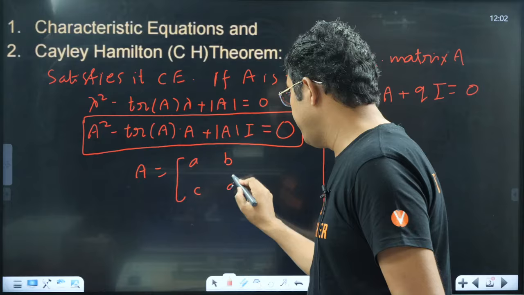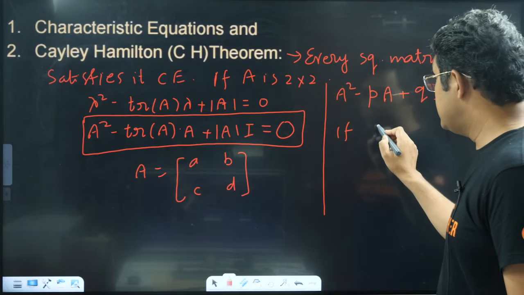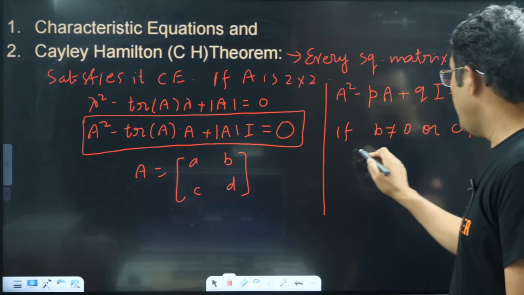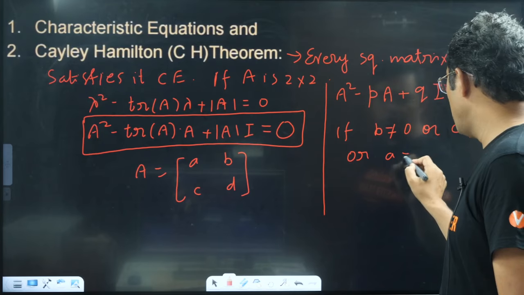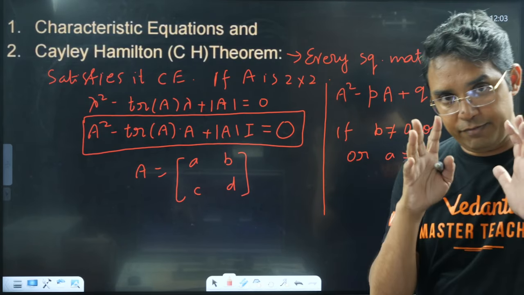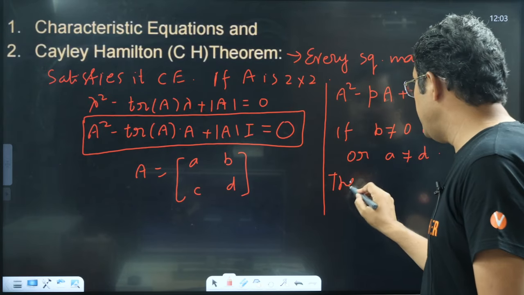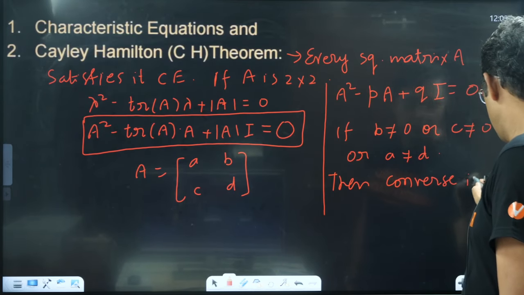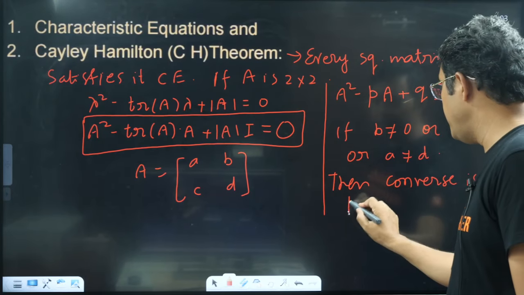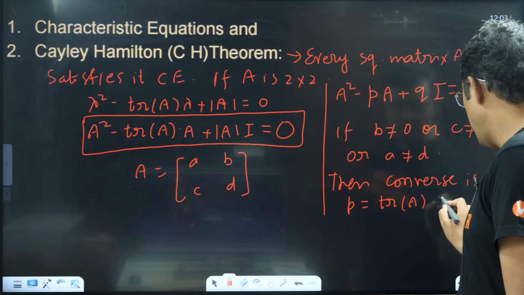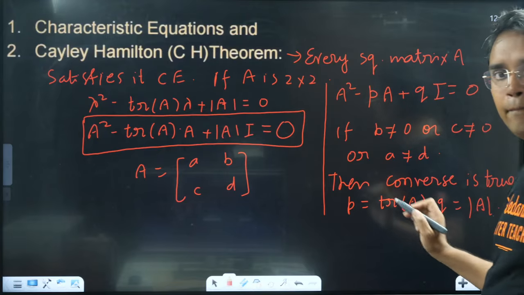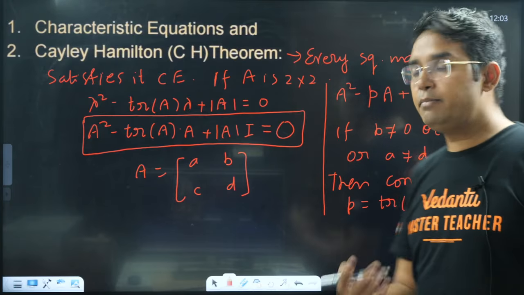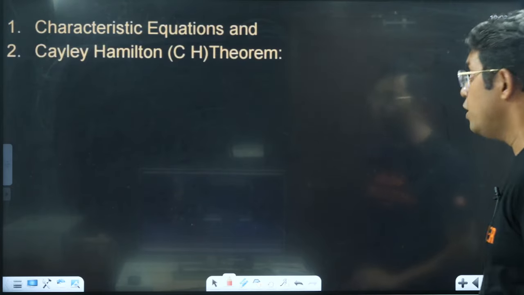Let me tell you, if in that A, the elements were a, b, c, d, and if b is not equal to 0, or c is not equal to 0, or a is not equal to d, if any of these 3 things happens, then definitely the converse is also true. That means p will be equal to the trace and q will be equal to the determinant of A. But if all these things are happening, in that case you may get some other quadratic equation also, which may not be its characteristic equation.